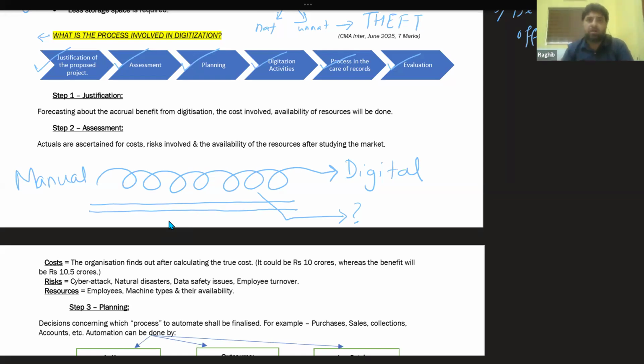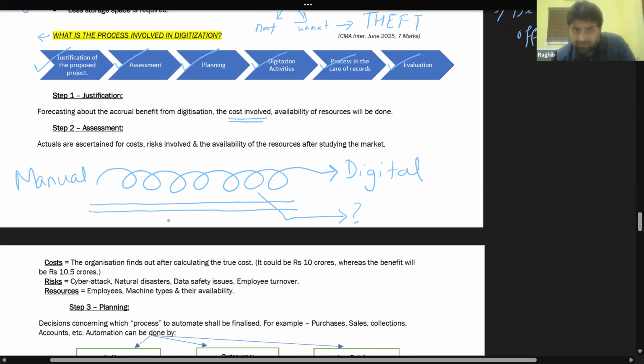Is it for the long run, or is it for further usage, or is it for various people to access? Why are you trying to do that? Justify the proposed action, the action which you are about to take. Then, how much will be the cost involved? Try to think about that. As step one, it says how much will be the cost involved.